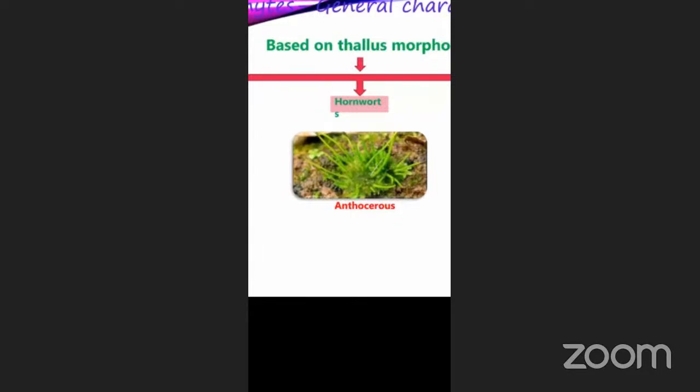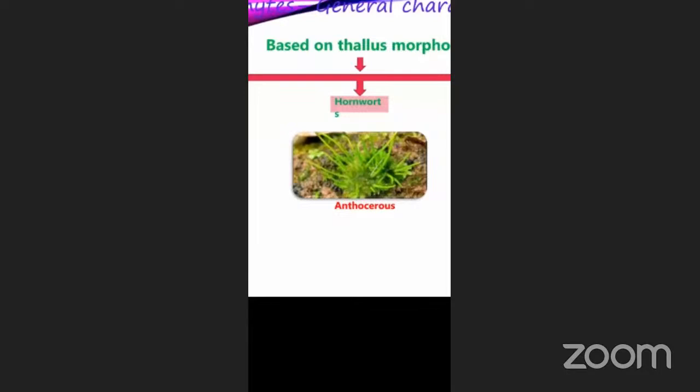Excuse me, sir. Can we say that they are hidden organs? Can we say that reproductive organs are hidden? Not hidden only, but somewhat embedded. A loop-like, globular structure, meaning some cavity is there inside the thallus. Inside that cavity, they have the antheridial cavities. They are embedded, not totally hidden or completely covered.